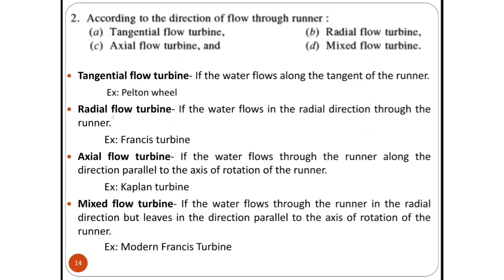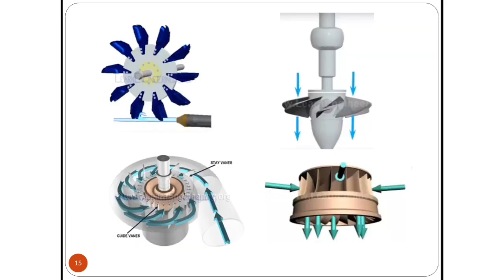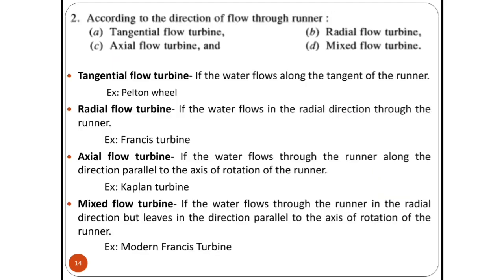The second one is the radial flow turbine. If the water flows in the radial direction through the runner, then the turbine is called a radial flow turbine. An example is the old Francis turbine. Here you can see the water is moving in the radial direction through the radius, so this turbine is called a radial flow turbine.